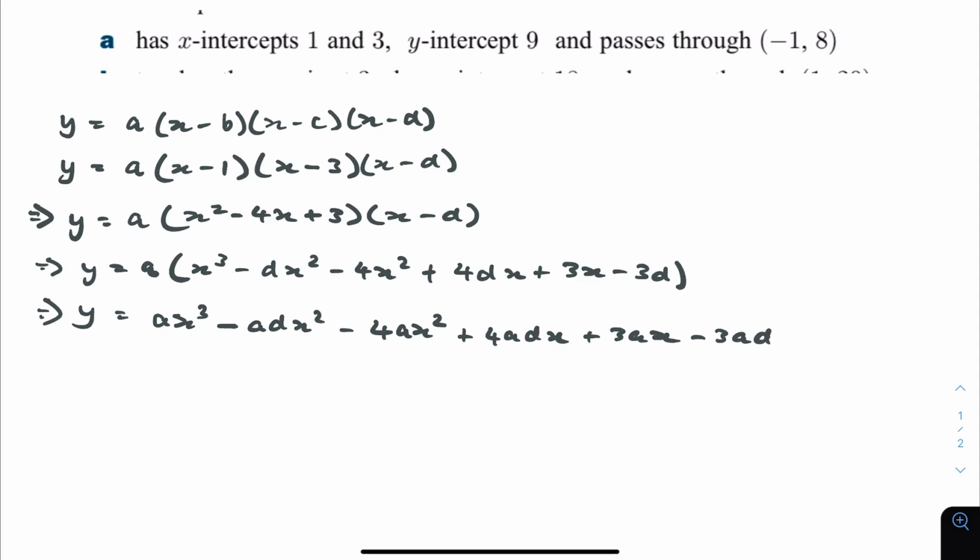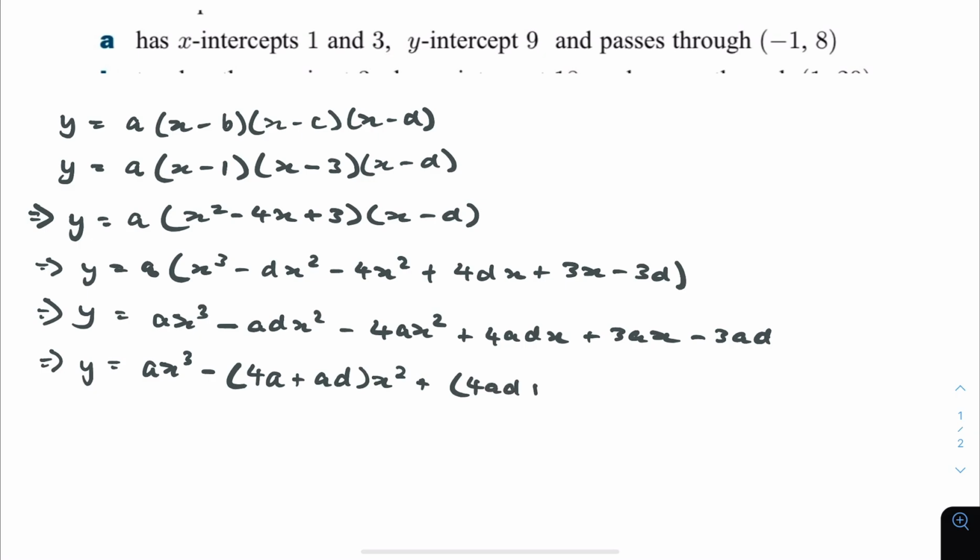Now we can see that some of the terms have common powers. x squared is in this, and x squared is also in that. But also x is here, and x is here too. So let's start grouping the terms together. y is equal to ax cubed, which is the only cubed term. Then we need to find the coefficients of x squared and group them. Since they both have minus signs, we can just write minus and then brackets, which makes it easier. It becomes (4a plus ad)x squared. Then we group the other two: (4ad plus 3a)x minus 3ad.